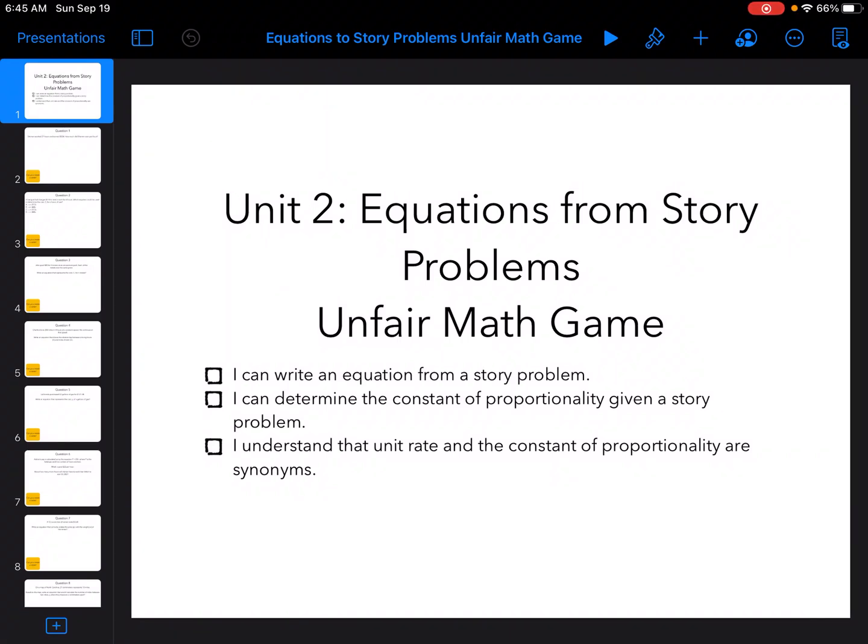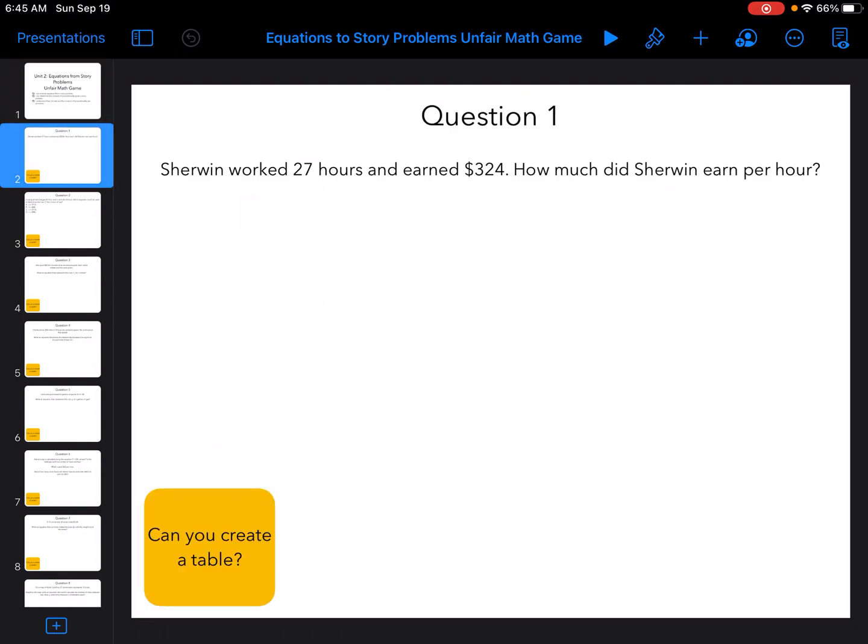So if you were in class today, we'd be playing the unfair math game. So I can write an equation from a story problem. I can determine the constant of proportionality given a story problem. And I understand that unit rate and constant of proportionality are synonyms. Remember, synonyms mean the same.